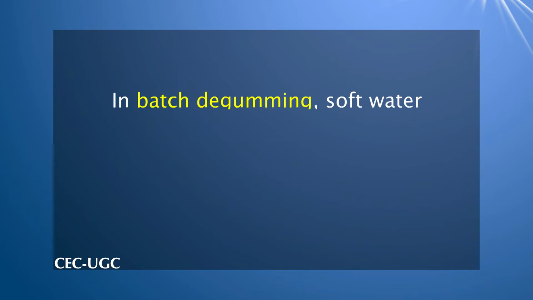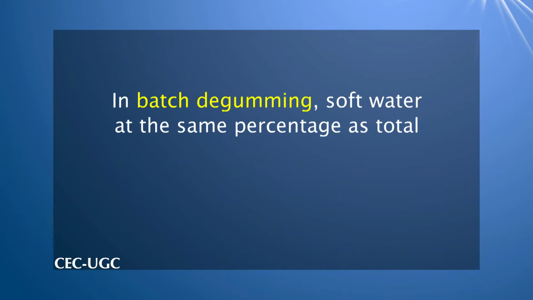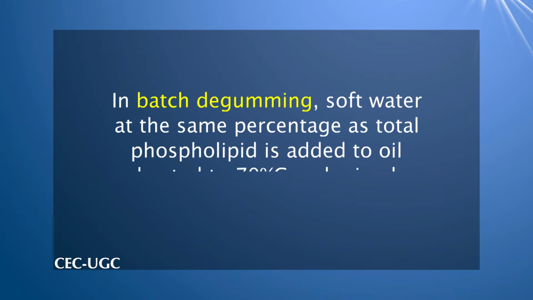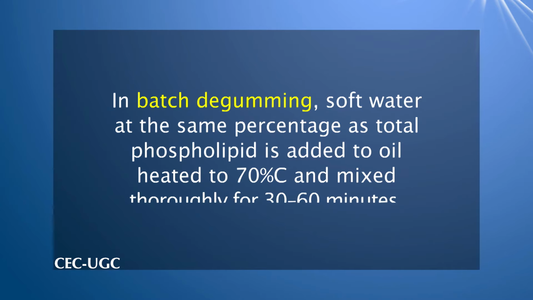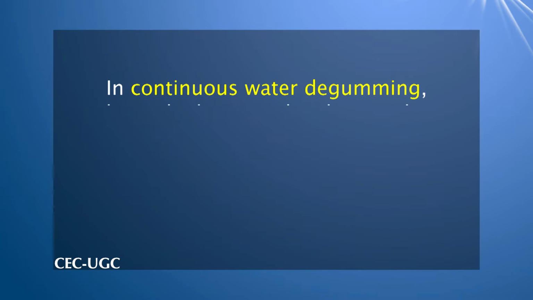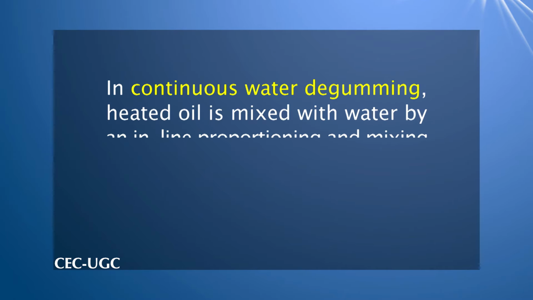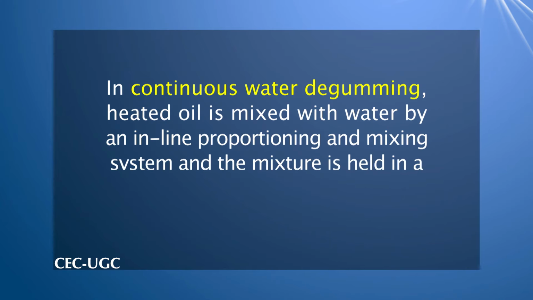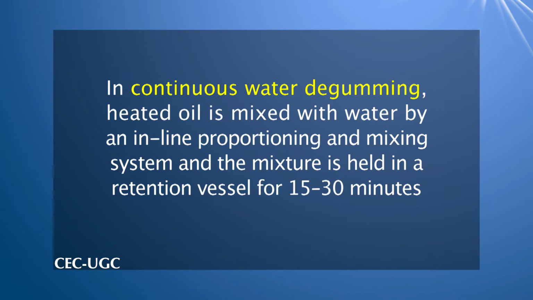In batch degumming, soft water at the same percentage as total phospholipid is added to oil heated to 70 degrees Celsius and mixed thoroughly for 30 to 60 minutes, followed by settling or centrifuging. In continuous water degumming, heated oil is mixed with water by an inline proportioning and mixing system, and the mixture is held in a retention vessel for 15 to 30 minutes before centrifugation. The phosphorus content is typically lowered to 12 to 170 ppm.